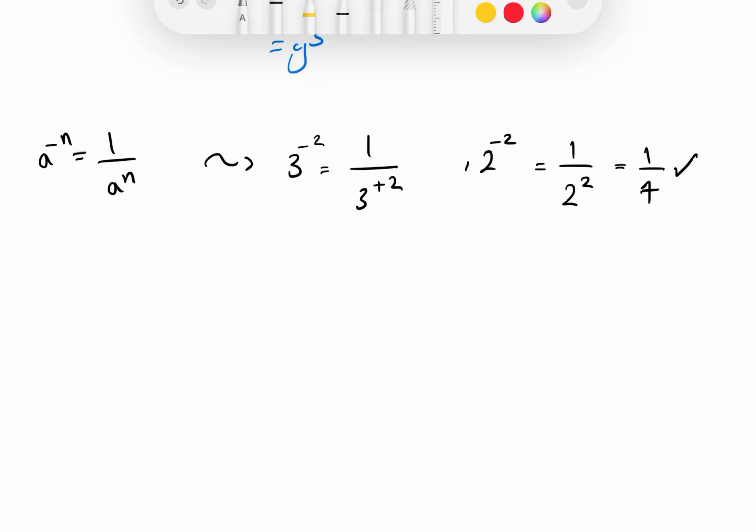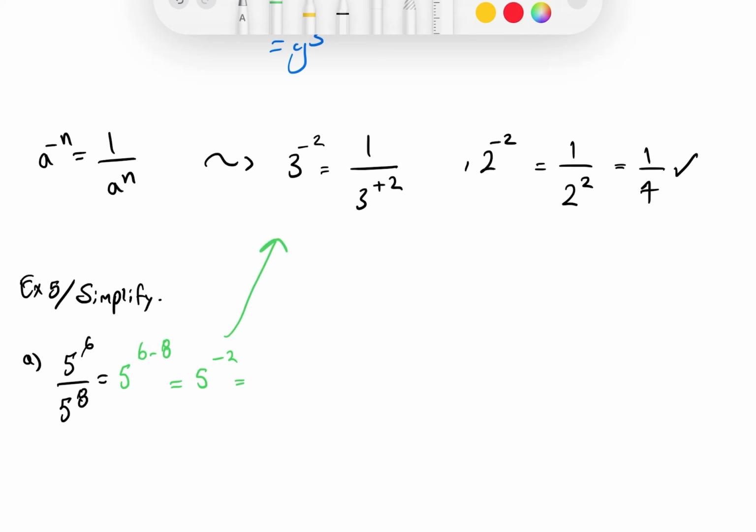Now let's go ahead and do some examples of this. For example, this is example 5. Once again, simplify each expression. A: 5 to the power of 6 over 5 to the power of 8. You can write them again with the same base using the rules that we learned before. So 6 minus 8 gives me 5 to the power of negative 2.